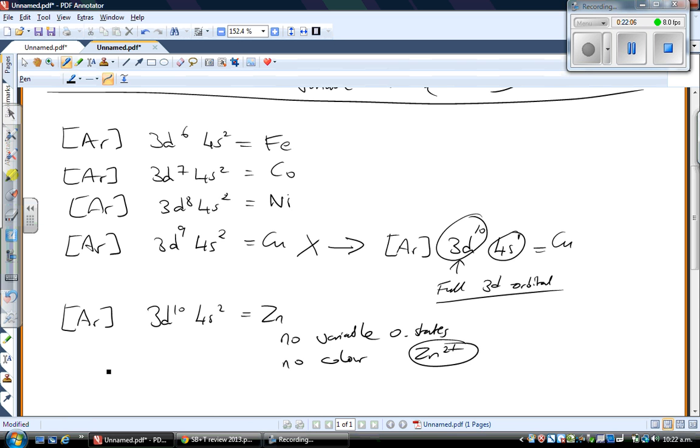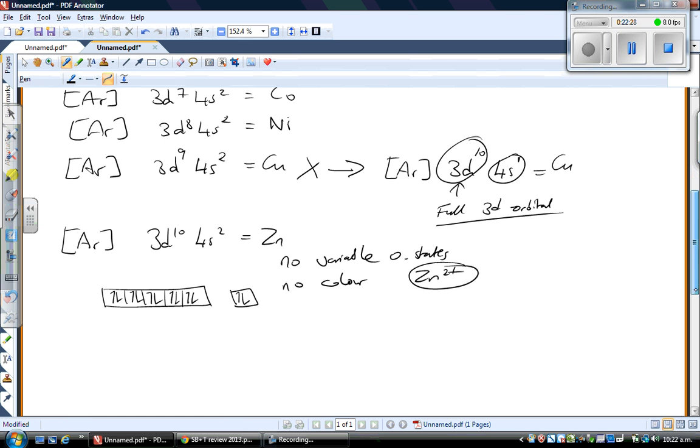The reason for that is simply because electrons cannot transition from one orbital to the other, for the simple fact that both the 4s and the 3d are completely full. And that explains why zinc has no variation in its oxidation states and no color. And that completes our story for the transition metals.